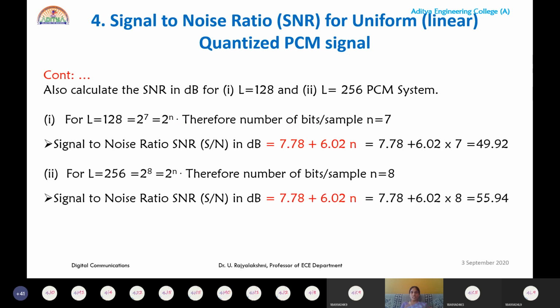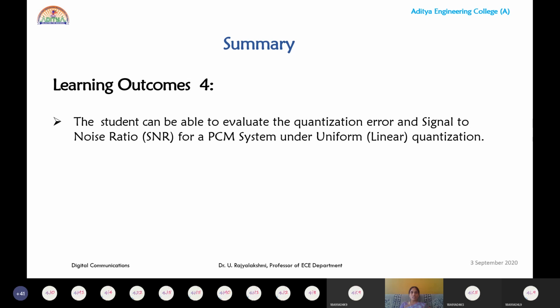So with this we completed module 4, and in the next class we can continue with module 5, where you can see the drawbacks of uniform quantization. In uniform quantization, we cannot provide a constant SNR. We can see that in the next class, along with the importance of non-uniform quantization for PCM system. With this I will wind up the session. So this is the learning outcome for this module.